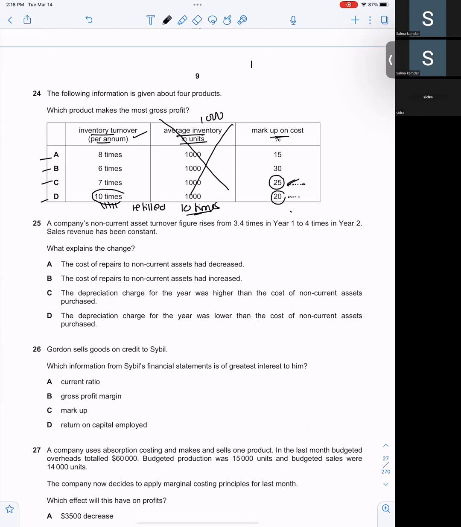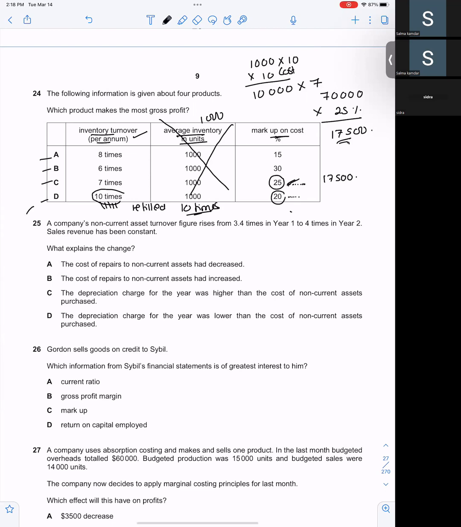So if you are selling 1,000 units and 10 is the cost price, it would be 10,000. And in a year, you're going to do 7 times this turnover, so 70,000 is your revenue. The markup is 25% on cost, so calculate 70,000 into 25%. That is 17,500. So this is giving you gross profit on a rough figure.